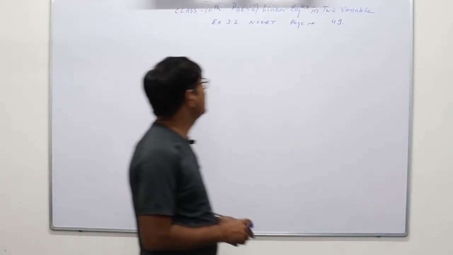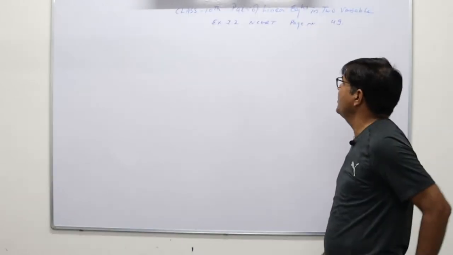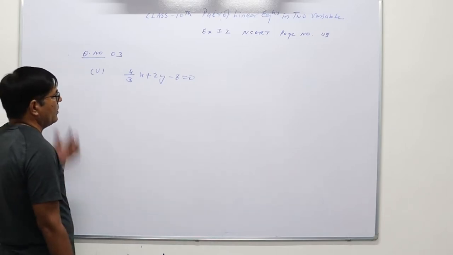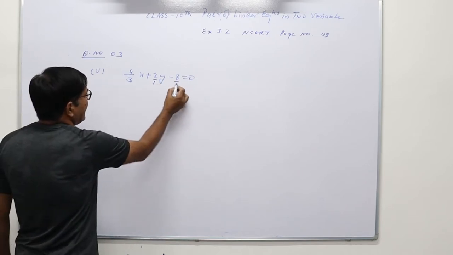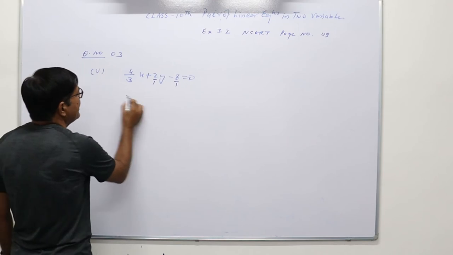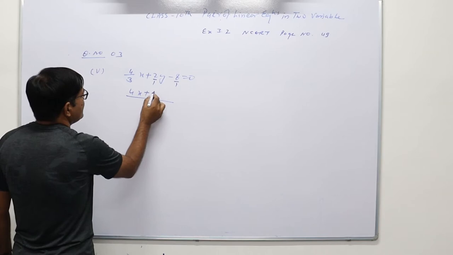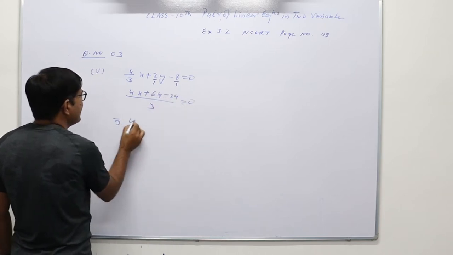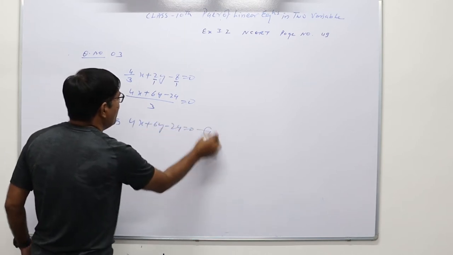Good morning, students. In this video, we will do exercise 3.2 NCERT page number 49. Question number 3, 5th part: 4/3 x plus 2y minus 8 is equal to 0. So, to convert it to standard form, what will we do? If we take LCM as 3, then this will be 4x plus 6y minus 24 is equal to 0. So the first equation will be 4x plus 6y minus 24 is equal to 0.